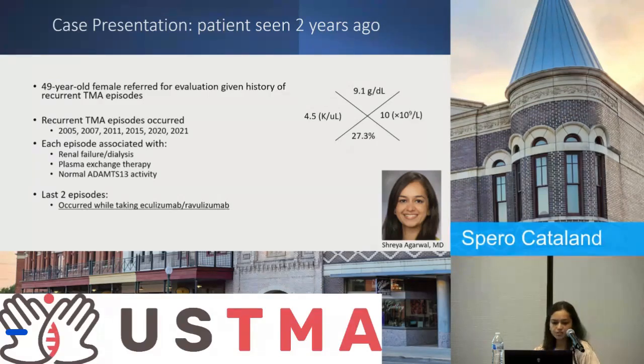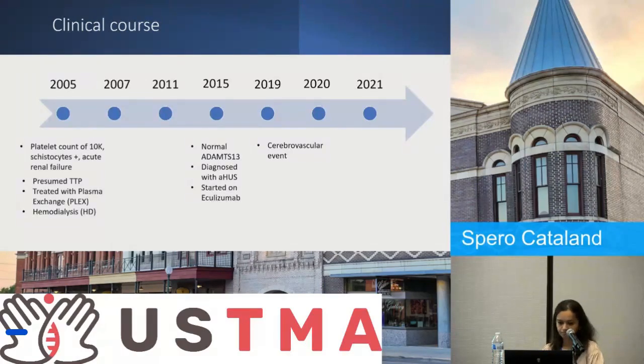So this was a patient I saw with Dr. Cataland a couple of years ago when I was doing a rotation with him. She's a 49-year-old female who was sent to us as a second opinion for these recurrent relapsing episodes of what seemed to be complement-mediated TMA. She presented kind of the same way, but the interesting part was she continued to have these relapsing episodes despite being on long-term complement-mediated therapy, initially with eculizumab and later on with ravulizumab. So this is kind of the history.